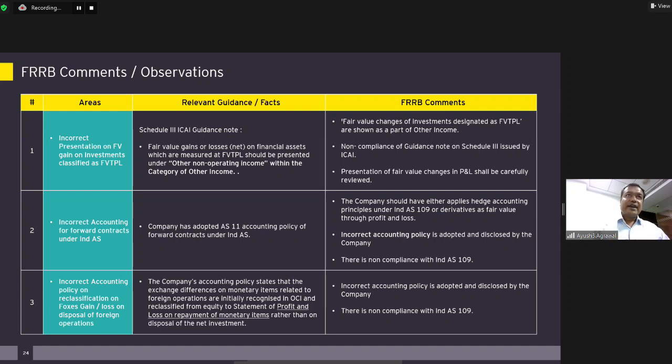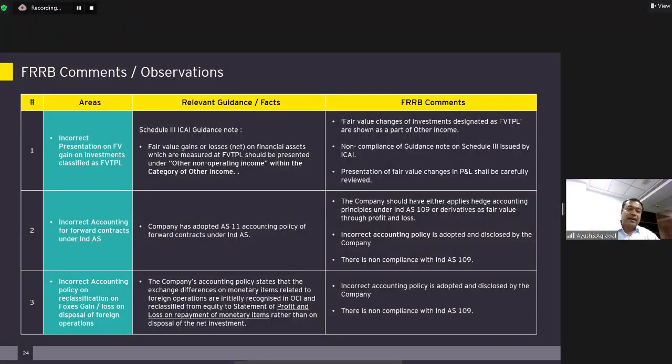The guidance is again very clear that once a designation of a net investment in a foreign operation is done, then all the monetary assets and monetary liabilities, whatever exchange rate differences are arising on the same, should all be clubbed into other comprehensive income, and they should only be recycled from other comprehensive income to P&L when the foreign operation is actually disposed of. It's very clear, there is no ambiguity.